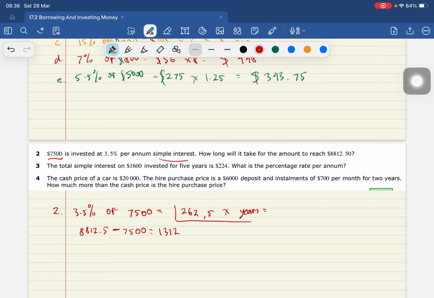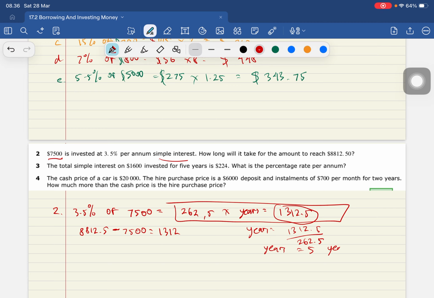So we need the interest to be 1,312.5. It's the same way: years equal to 1,312.5 divided by 262.5. Okay, so the interest to get 1,312.5 takes 5 years.